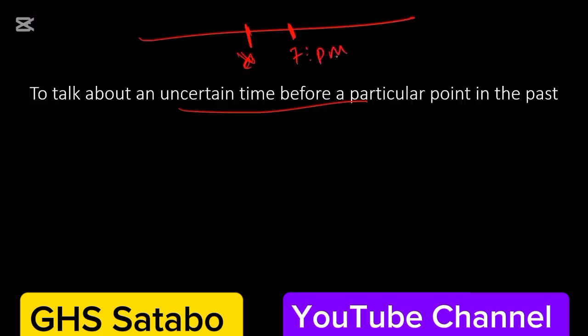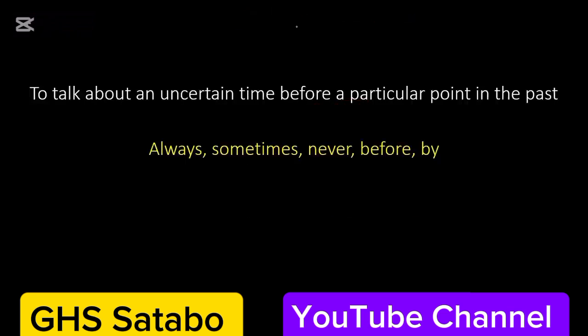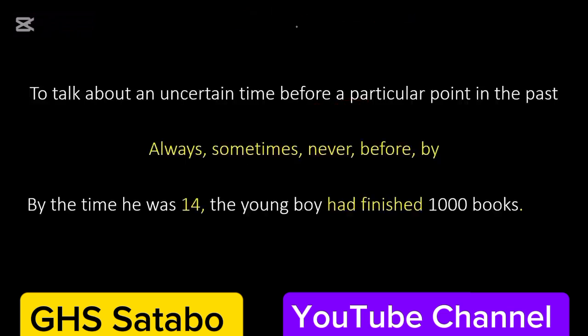Let's talk about other cases where we can use past perfect tense. We want to talk about an uncertain time period before a particular point in your past. So here's your timeline. You want to talk about this time period. You don't know what time this is, but you know a specified time, which is, for example, 7 p.m. in this case. So you want to talk about this time period before a particular time that you already know. Example: by the time he was 14, the young boy had finished 1,000 books.